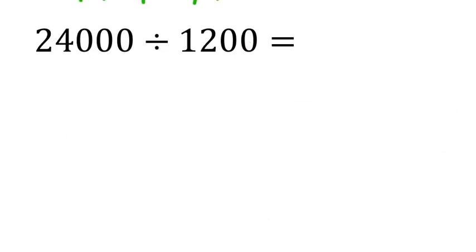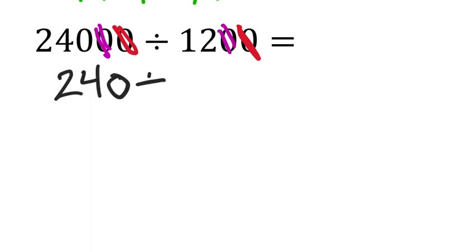So we'll do the same thing on this one. I'm going to match the zeros, right? I got this 0 here, matched with this one. And then we got the second 0 to match with this one, which then changes this problem to 240 divided by 12.